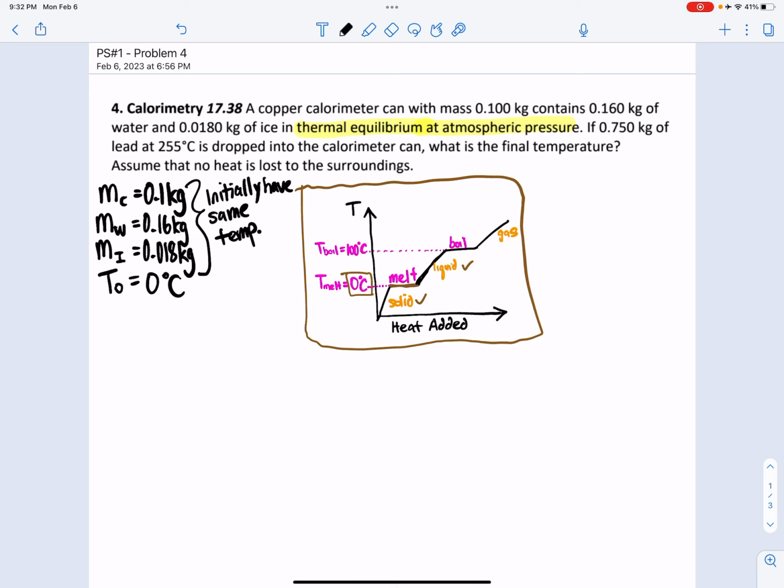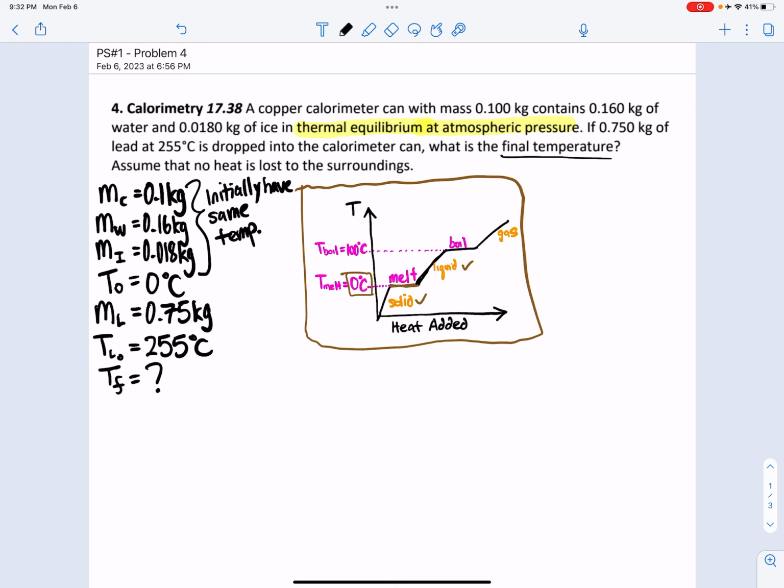Okay, what else am I told? I'm told the mass of lead, as given, is 0.75 kilograms. The initial temperature of lead is equal to 255 degrees Celsius. And I am to find out the final temperature, meaning once copper, water, ice, and lead have reached thermal equilibrium, and they're all the same temperature, what is T_F?